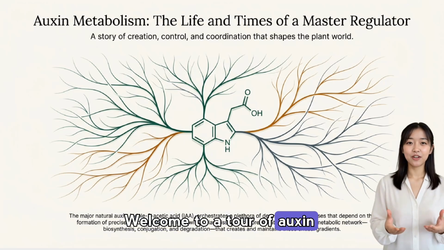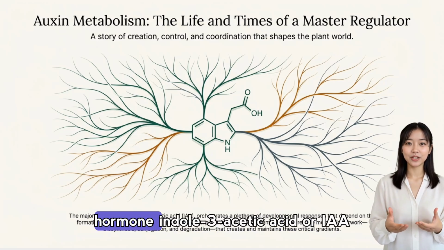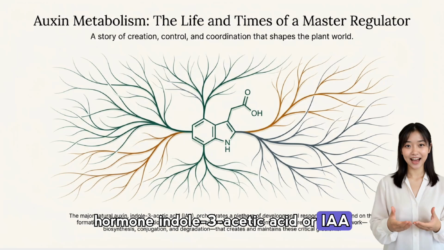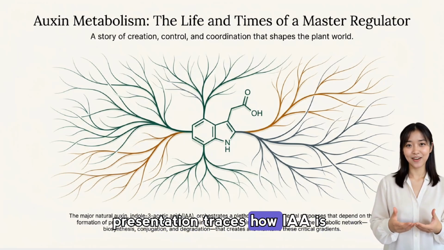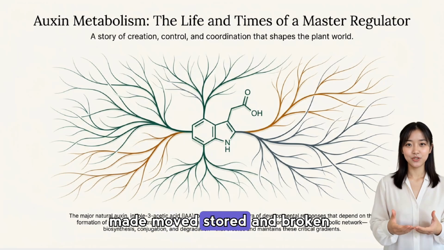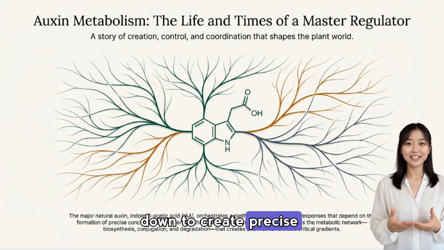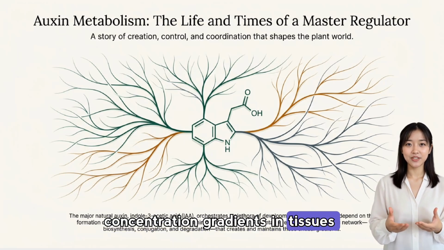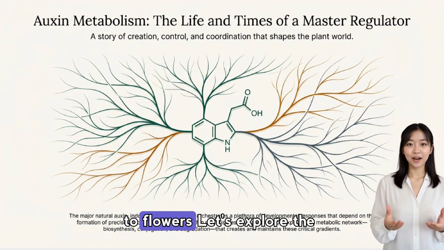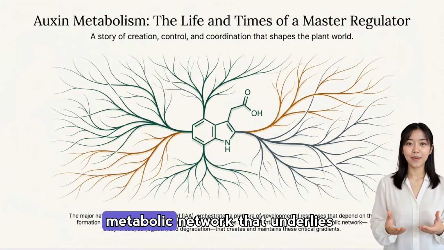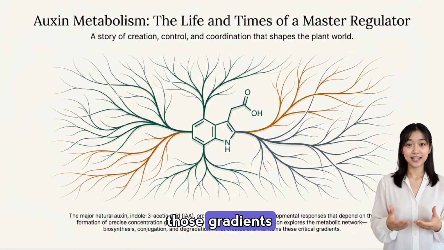Welcome to a tour of auxin metabolism, where the plant hormone indole-3 acetic acid, or IAA, shapes growth and form. This presentation traces how IAA is made, moved, stored, and broken down to create precise concentration gradients in tissues, and why that spatial control is so crucial for development from roots to flowers. Let's explore the metabolic network that underlies those gradients.